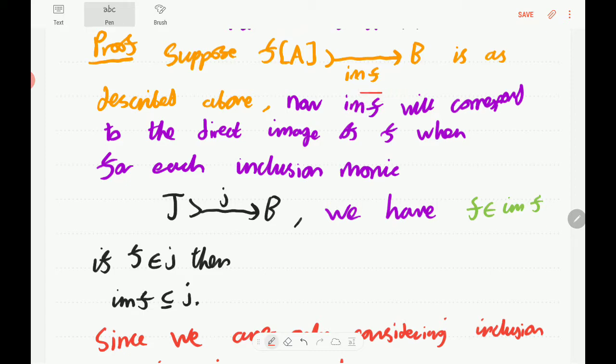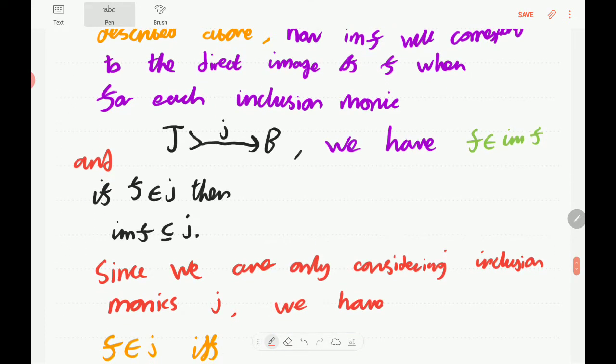Now we can consider IMF to be the direct image of F when we have that F is in IMF. And also, for every such inclusion monic J into B, we have that if F is in J, then IMF is contained in J.